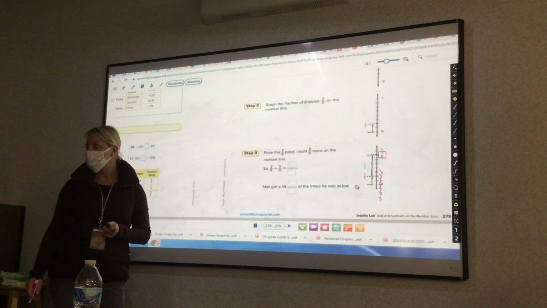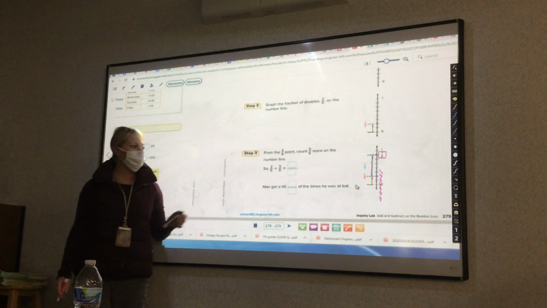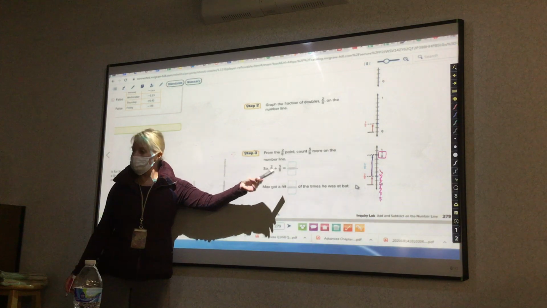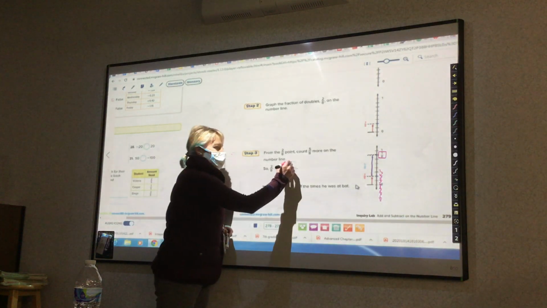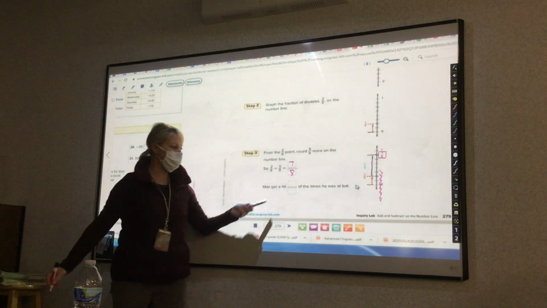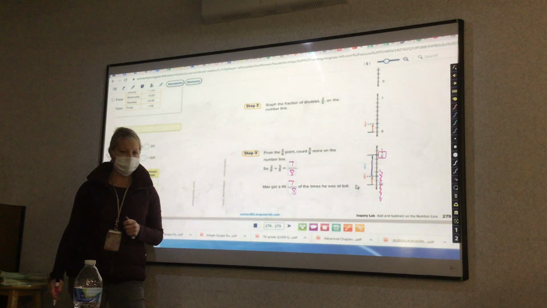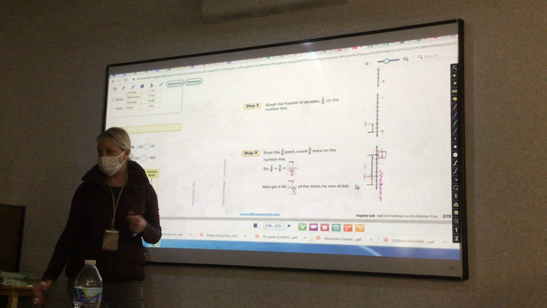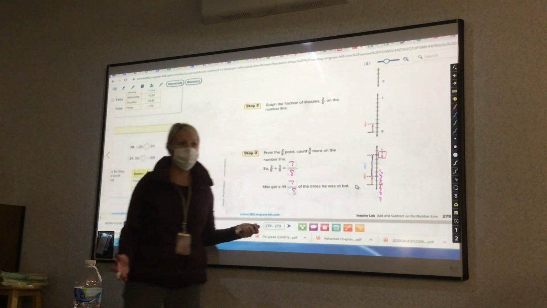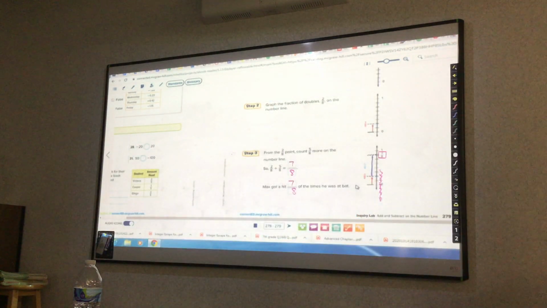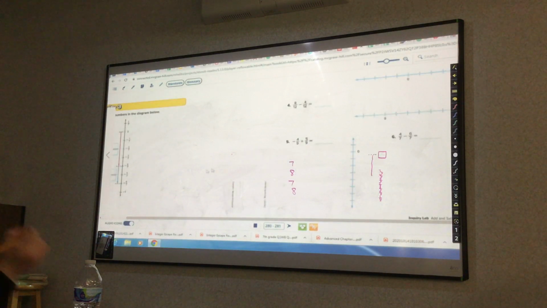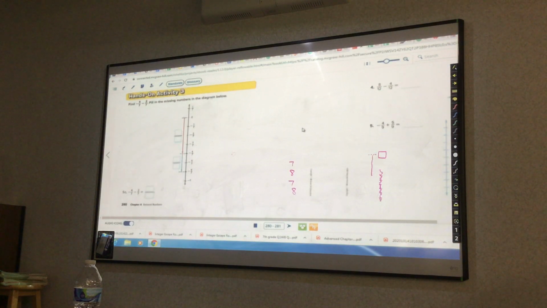On the number line. So then I have 2/8 plus 5/8, we already figured that one out, right? Max got a hit 7/8 of the times he was at bat. Not bad. So far, so good, right? Yes. This isn't anything new. So turn the page and let's look at the next page.